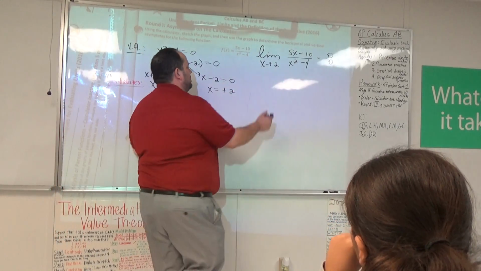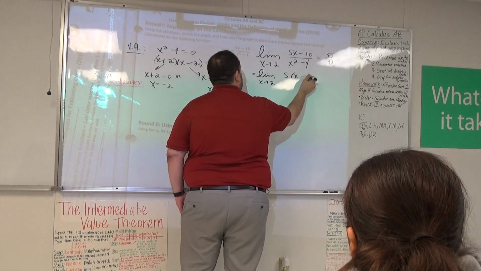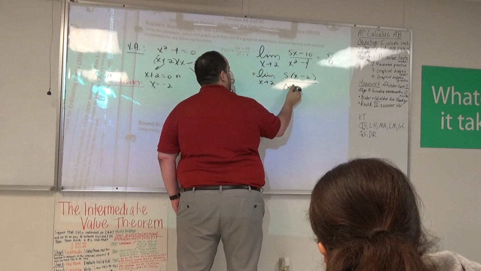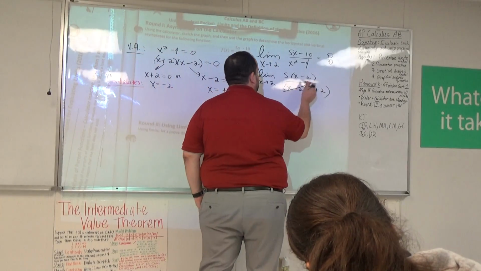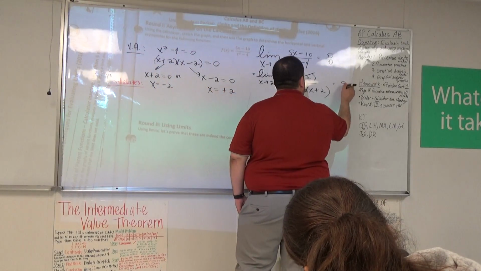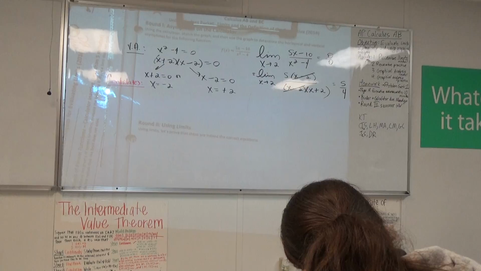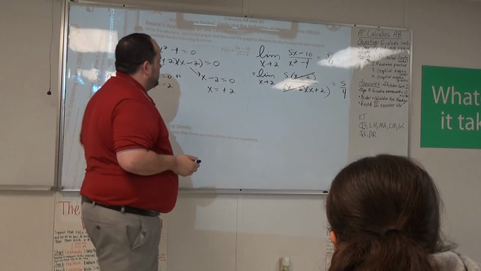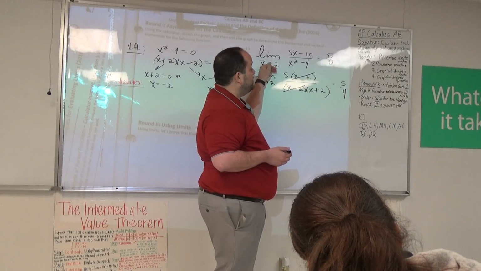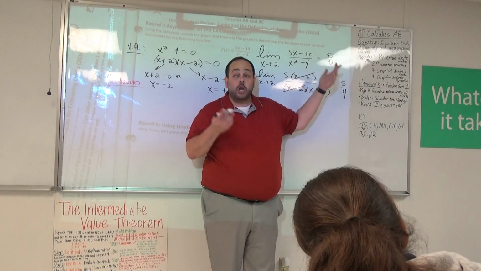Easy algebra here. We can factor. 5x minus 10 is the same as 5 times x minus 2. X squared minus 4 is x minus 2 times x plus 2. The x minus 2's cancel, and what do we get? 5 over 4. Does that meet the criteria to be a vertical asymptote? Look at your definition. In order to say that you have a vertical asymptote at x equals 2, you need to get infinity or negative infinity. Is that what's happening? No.